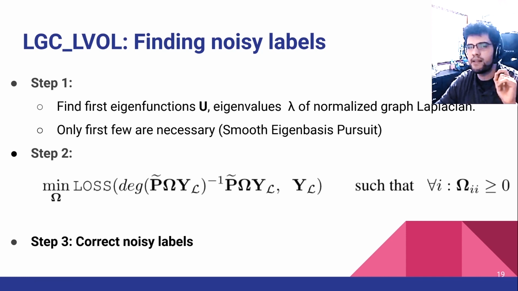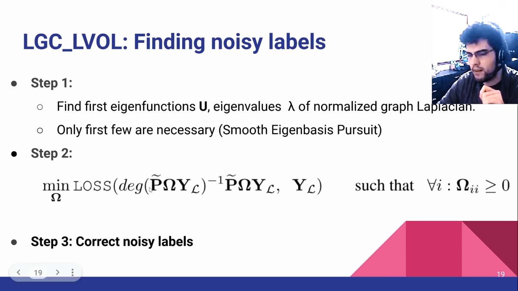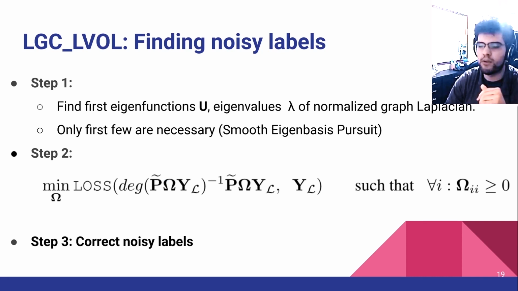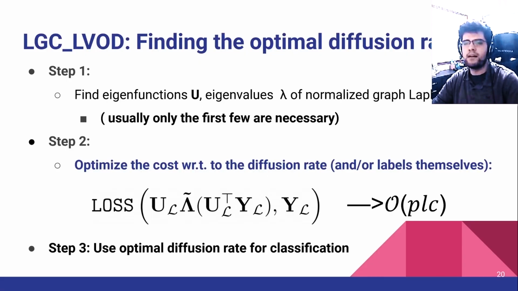So we just use gradient descent optimization on this pi matrix. And we also use this degree matrix right here to ensure that the classification matrix always sums up to 1 in each row, okay? That usually helps. And then we just correct the noisy labels. And LGC LVOD is different. We find the optimal diffusion rate, and the only difference really is that we optimize with respect to alpha.